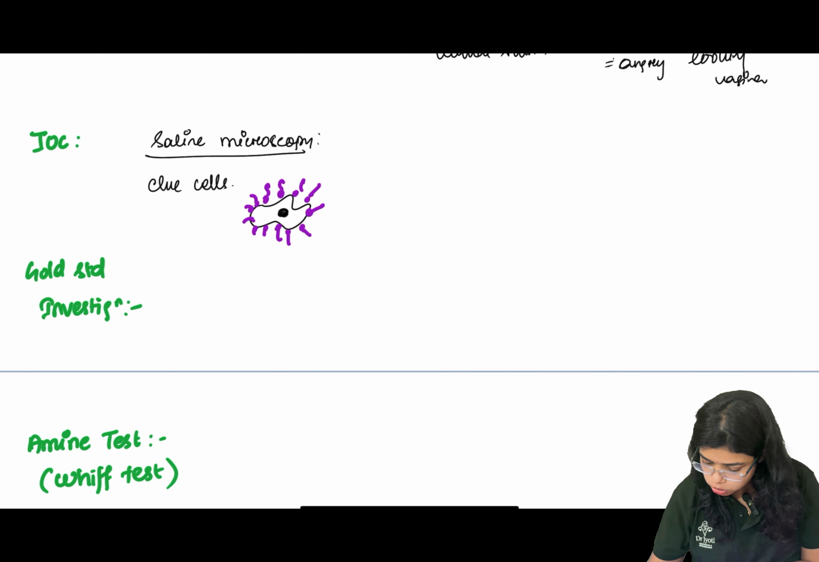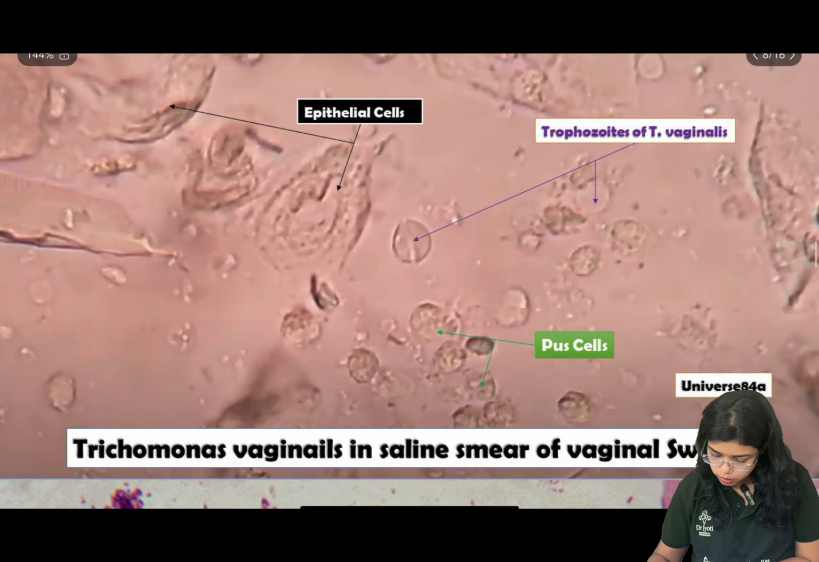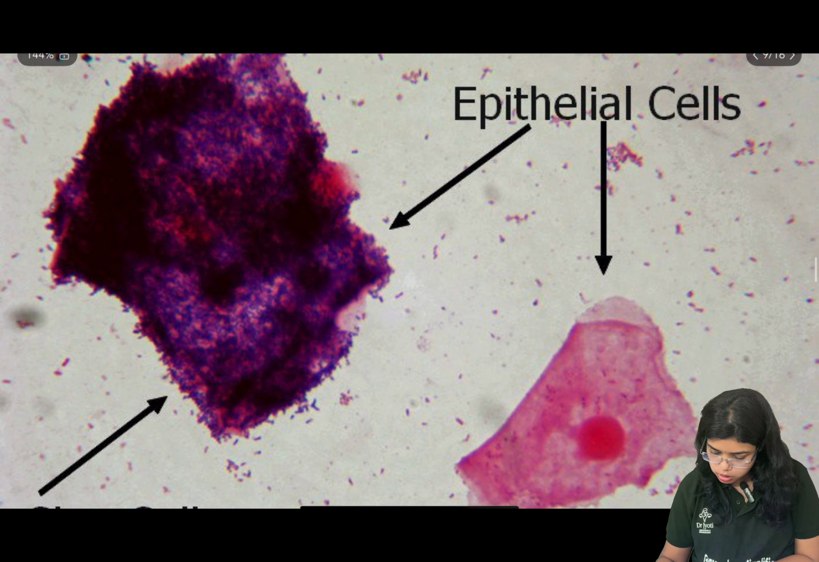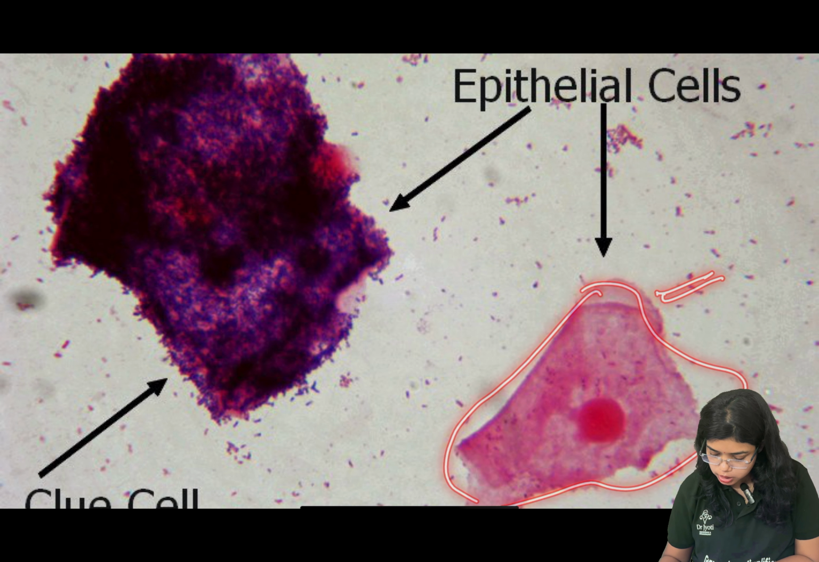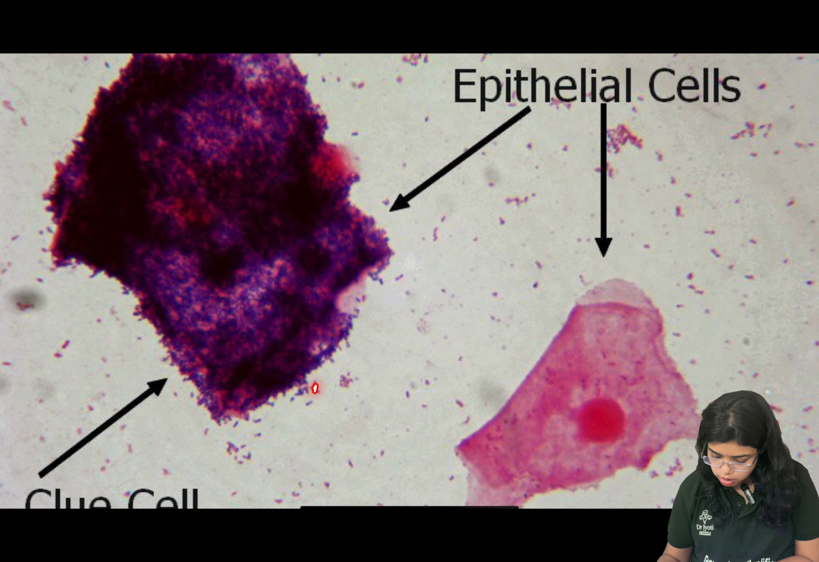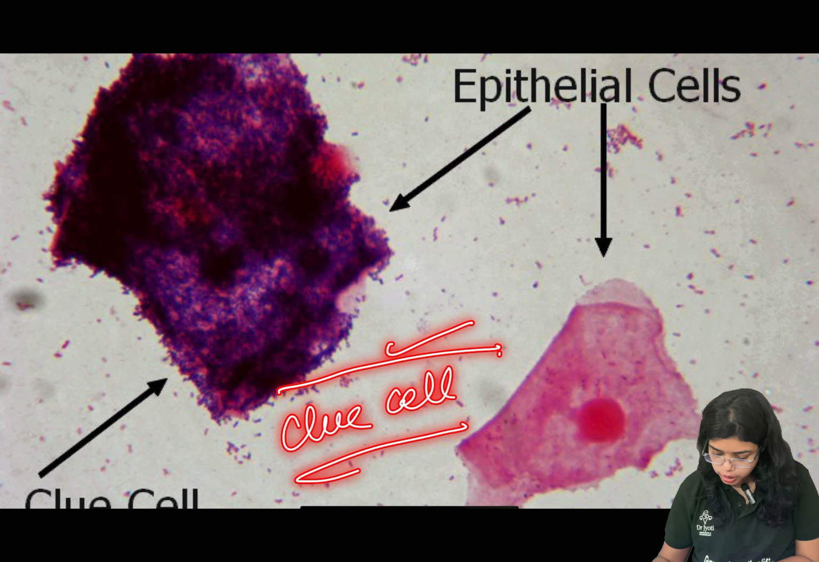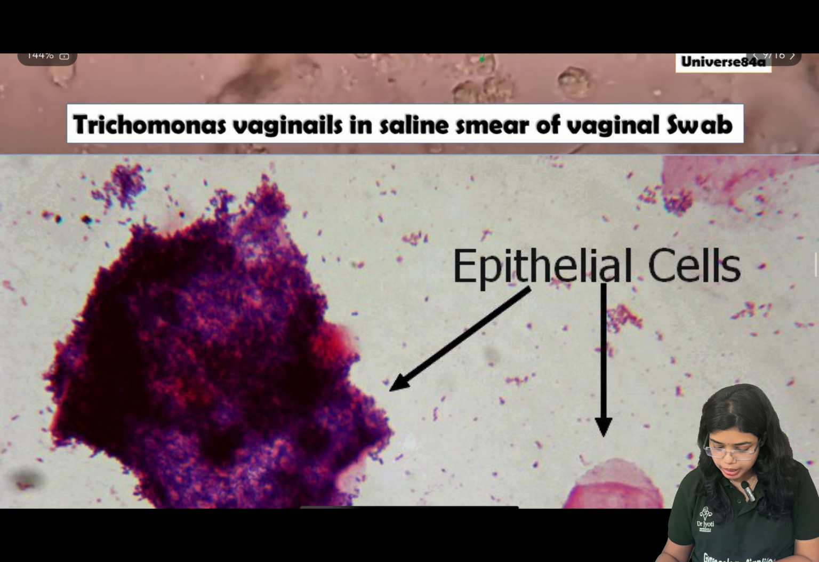Okay, so I'll show you the clue cell. See, this is the clue cell. This is the normal epithelial cell, and to it multiple bacteria are attached. That is called a clue cell. Okay, understood? So it is present in bacterial vaginosis, in saline mount.